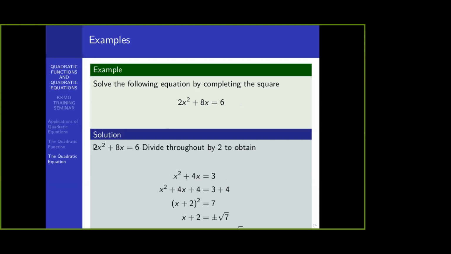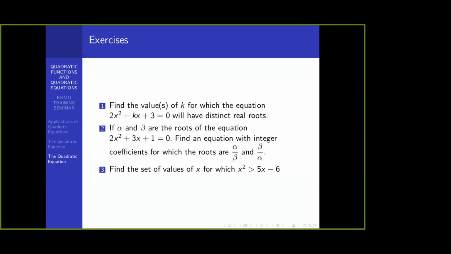We divide throughout by 2 so that we have x squared plus 4x is equal to 3. And then we complete the square on this side to have x plus 2 squared. But since we added 4 to complete the square, we must add it on the other side as well. So x plus 2 squared will be equal to 7, and x plus 2 will be plus or minus root 7. So the roots will be x is equal to -2 plus or minus the square root of 7. That should solve the problem.